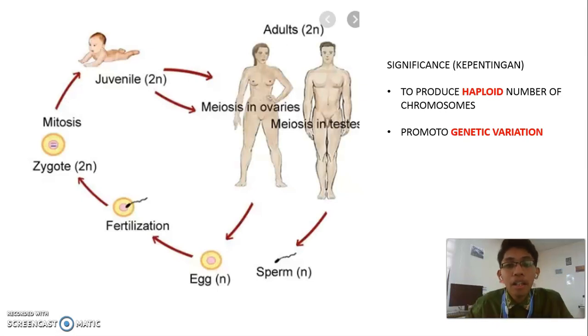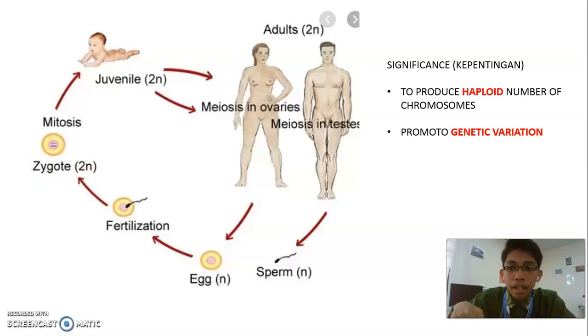The importance of meiosis is to produce a haploid number of chromosomes, because we as normal humans have 2N. In order to produce gamete cells, because fertilization will produce 2N, the diploid number, the gamete cells, sperm and ovum, should have N, the haploid number. So when fertilization occurs, the formation of the zygote will have the diploid chromosome number.